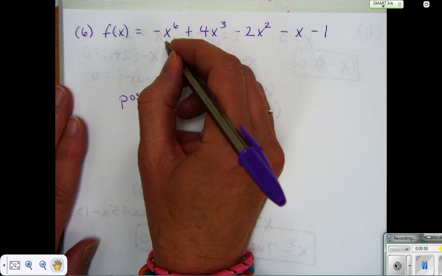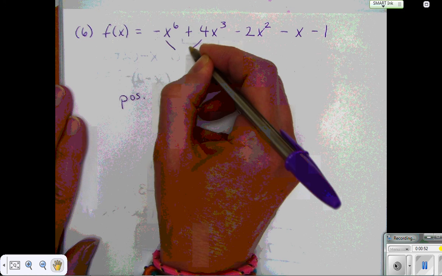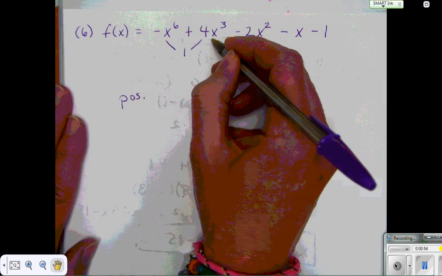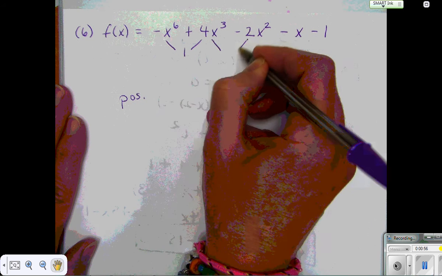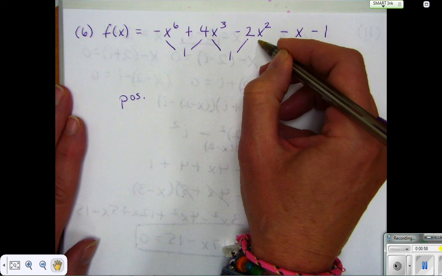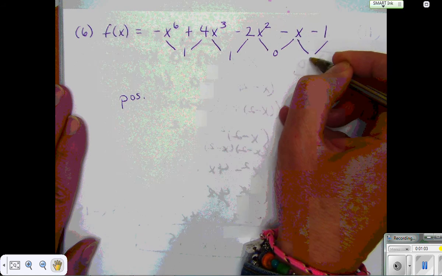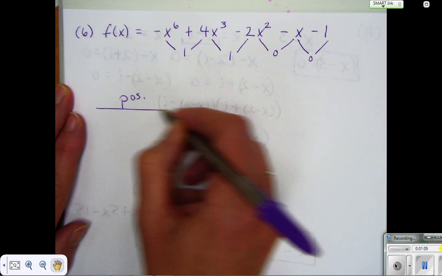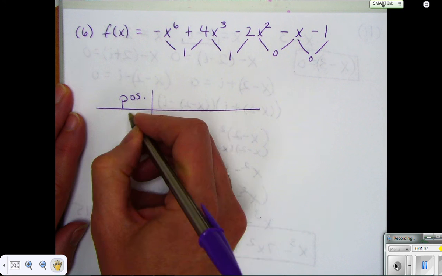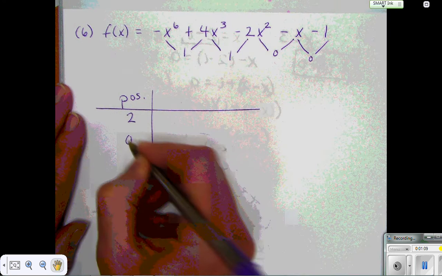So the first term is negative, second term is positive. That is one sign change. Second term is positive, third term is negative. That's one sign change. Negative to negative, that is not a sign change. Negative to negative, that is not a sign change. So for positive zeros, I could have 2 or I could have 0.